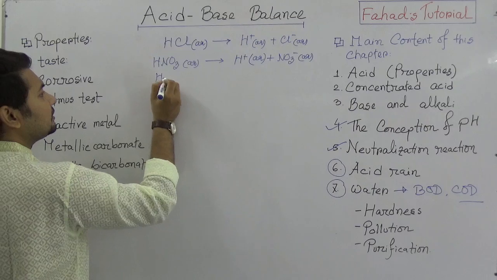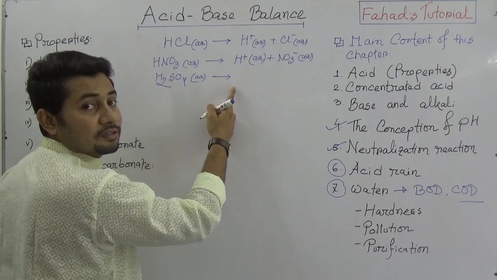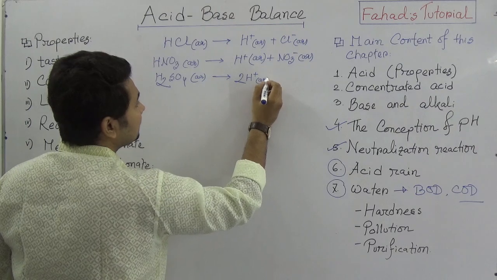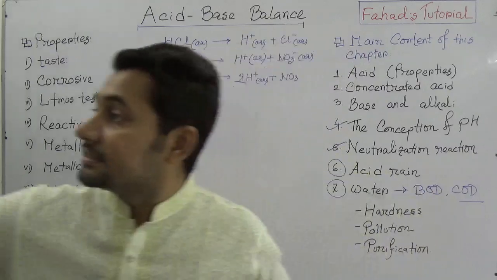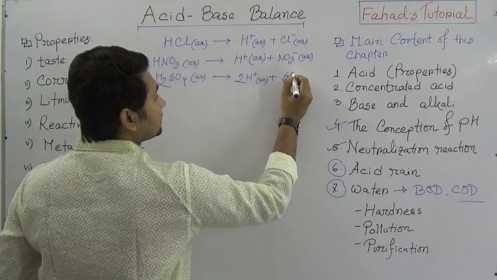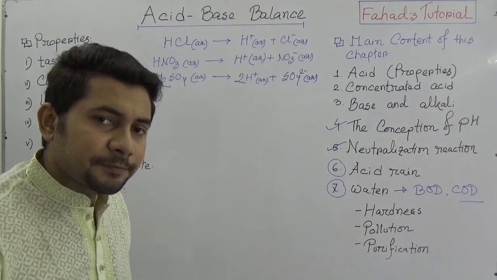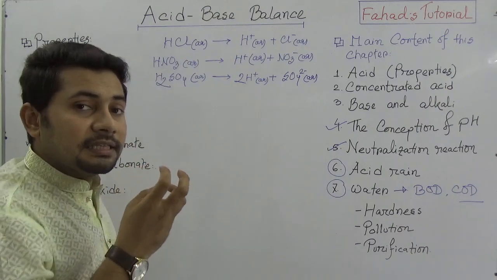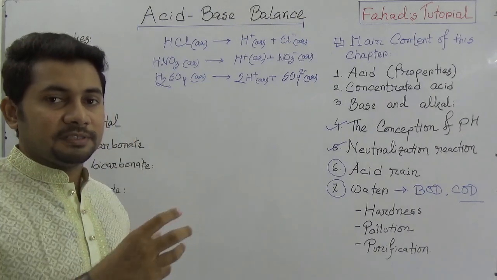Think about sulfuric acid, H2SO4, in aqueous solution. When it dissolves in water, it will produce 2H plus and sulfate, SO4 2 minus, in aqueous solution. Now, this is a unidirectional arrow sign. It means that when it dissolves in water, it actually dissociates 100%.